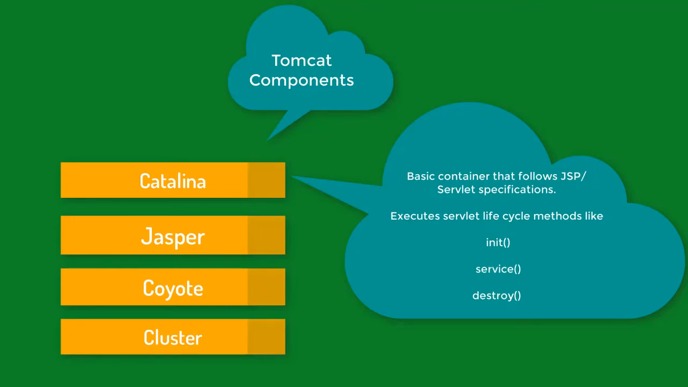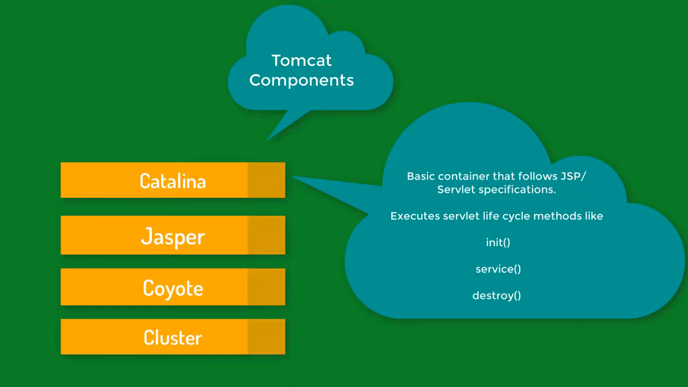The whole functionality of Tomcat is taken care of by four major components. They are Catalina, then we have Jasper, Coyote, and the final one is Cluster. Among all the four components, let's discuss Catalina first.